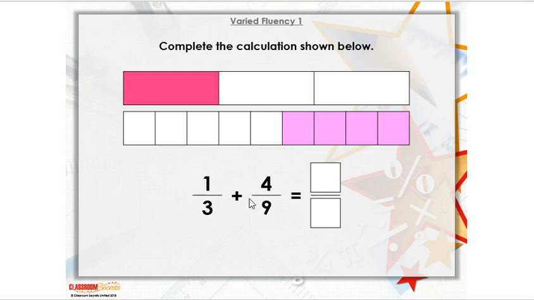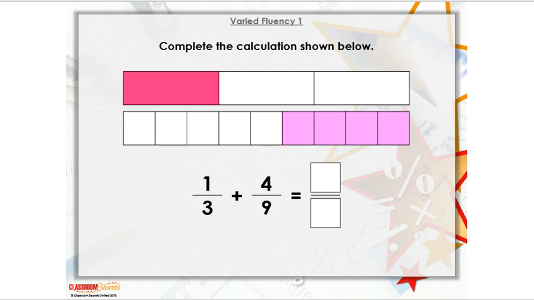1/3 add 4/9. Well, we know when we're adding fractions that we have to have the same fraction family on our denominators. They have to have a common denominator. They must have multiples that they both divide exactly into. If we look at these two fractions, we can see our largest one is 9ths. Does 3 go into 9? Is 9 a multiple of 3? Yes, it is. So we don't have to change this one, we just have to change this one.